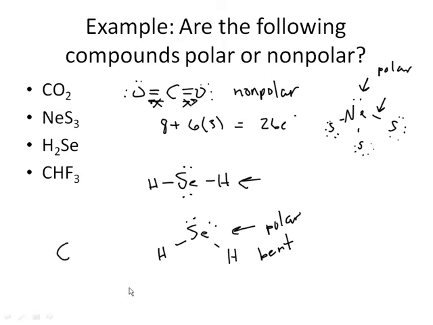CHF3, I've got carbon in the middle, H, and each of the F's in my tetrahedron. We can see that you've got 1 hydrogen and 3 fluorines. So 2 different types of things attached to the central atom means it's not a symmetrical molecule, which means that this molecule is polar.